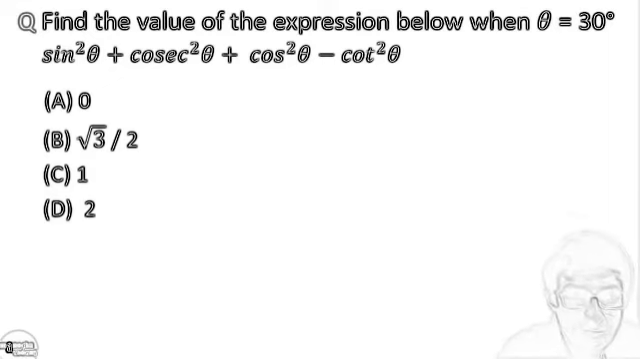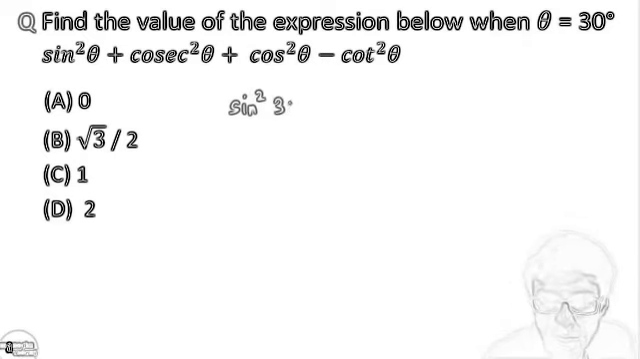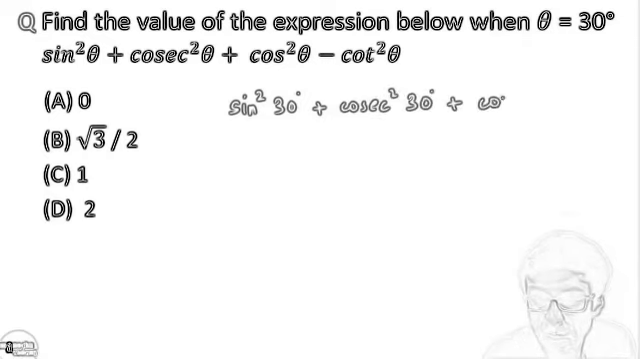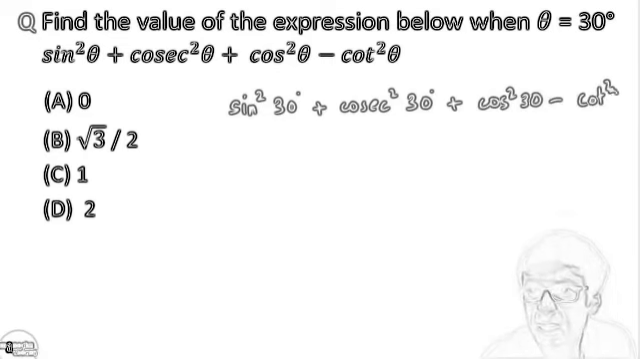So basically what they're asking is, you need to calculate sine square 30. Let me write that again. So they are asking to calculate sine square 30 plus cosec square 30 plus cos square 30 minus cot square 30, right, guys? So this is what the question asks. And how do we find that out?